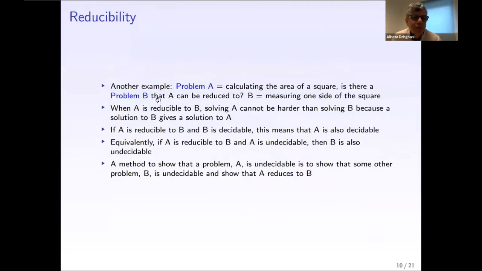But usually it helps. Another example, problem A, calculating the area of the square. Is there a problem B that A can be reduced to? For example, measuring one side of the square. Someone who doesn't know that much mathematics asks you, can you calculate the area of the square? And you say, okay, I know how to calculate B, but I need to calculate the length of one side of the square. So can I measure one side of the square?